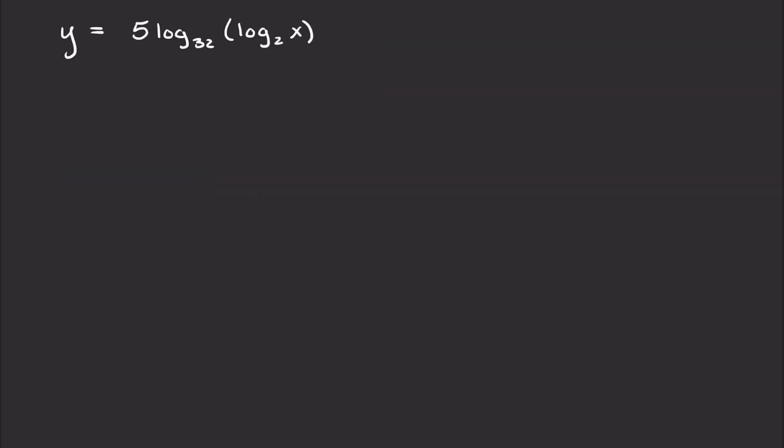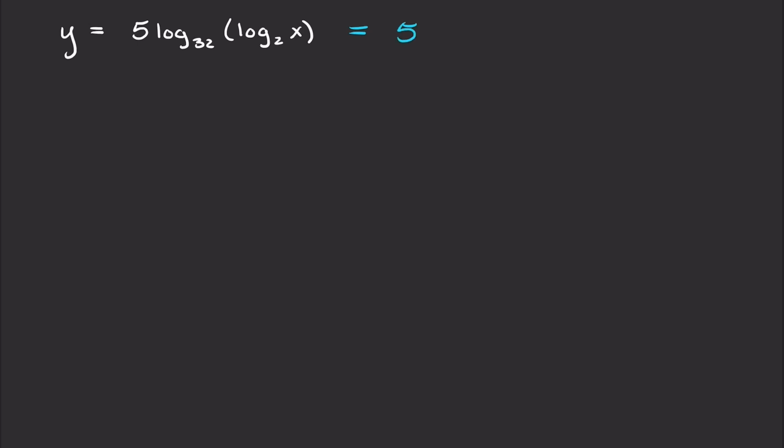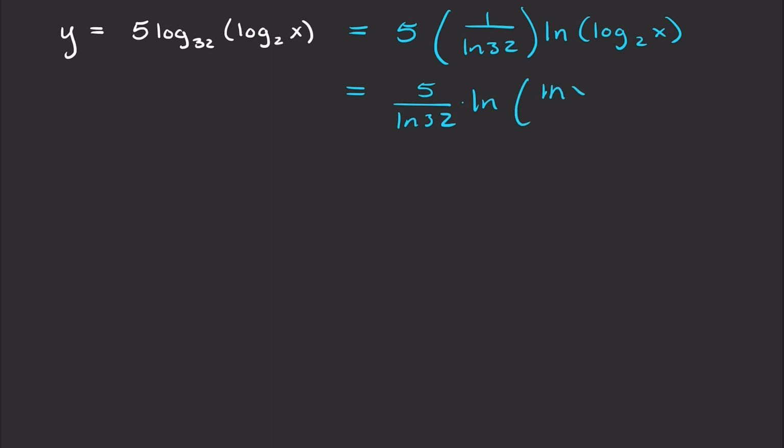The next function, we have y equals 5 times log base 32 of log base 2 of x. So this can be rewritten as 5 times 1 over the natural log of 32 times the natural log of the argument, which is log base 2 of x. Okay, now I need to pull out this since it's a number. Now I need to rewrite the argument of this natural log. So this will be the natural log of x over the natural log of the base, which is 2.